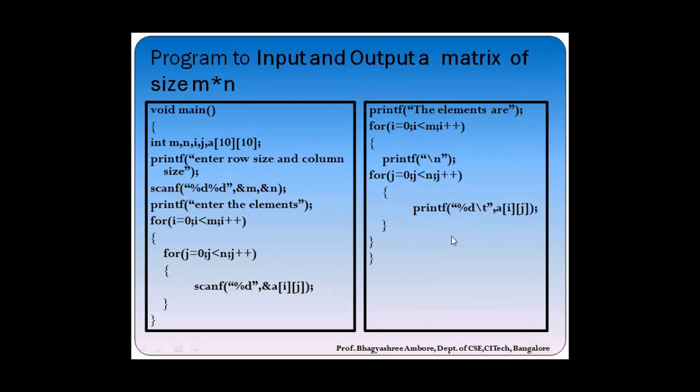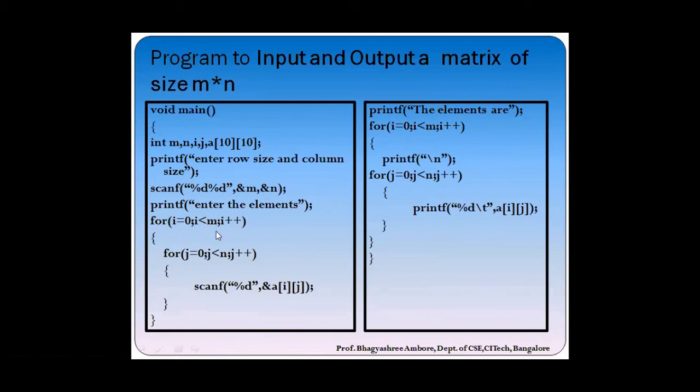Printing code is fixed. If I want to read another matrix here, then the size of the matrix I can take as P and Q, and the name of the array is B of 10, 10. Now first I'll read the first matrix. Fine, I'll read the elements of the first matrix. Then I'll ask the user to enter the size of the second matrix, read it as P and Q. Then read the elements of the second matrix.